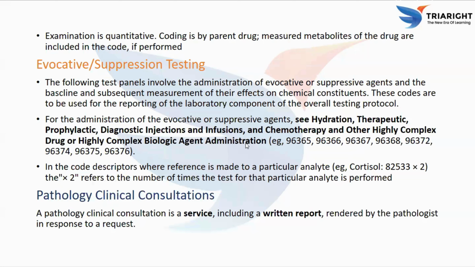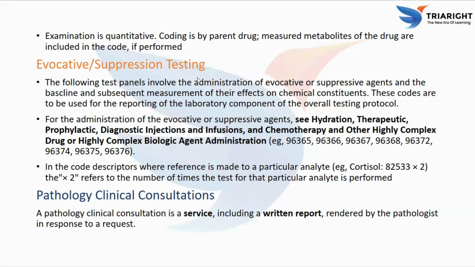So what is the coding principle here? You code for the main drug, that is the parent drug. If the lab also measures the metabolites, you do not code them separately because they are included under the main drug. For example, a patient is on carbamazepine and the lab measures carbamazepine, which is the parent drug, and carbamazepine epoxide, which is a metabolite. So you report only the carbamazepine CPT code once. Metabolites are considered part of the same drug test.